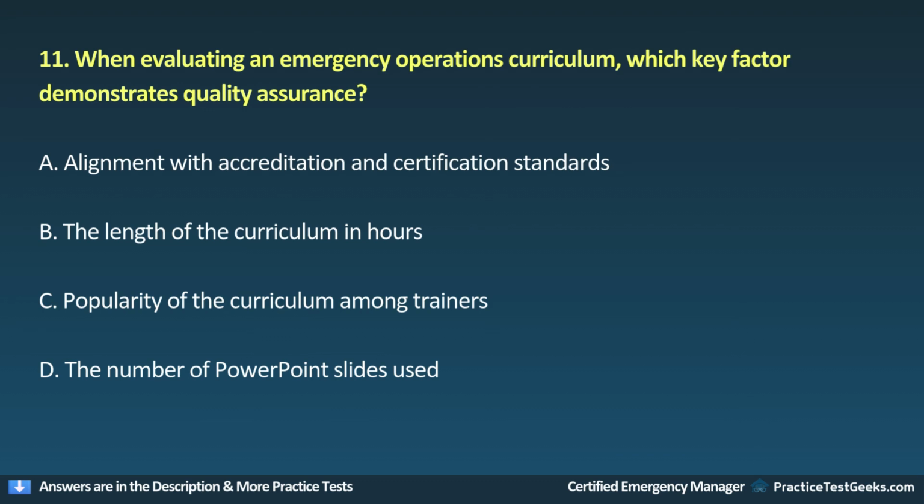11. When evaluating an emergency operations curriculum, which key factor demonstrates quality assurance? A. Alignment with accreditation and certification standards. B. The length of the curriculum in hours. C. Popularity of the curriculum among trainers. D. The number of PowerPoint slides used.